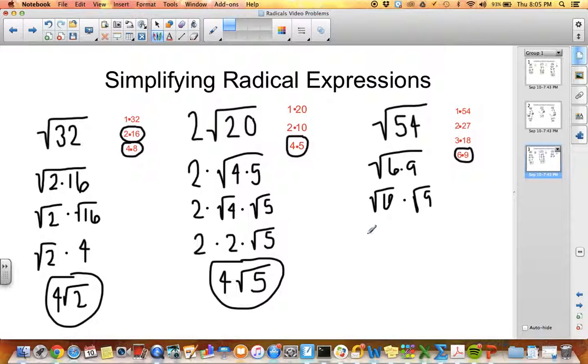Okay, the square root of 6 we can't simplify, so we just rewrite it. We keep it underneath the radical. And the square root of 9 is 3. So just like we did in the first example, we always want the coefficient in front. So I rewrite this as 3 square root 6. And that's it.